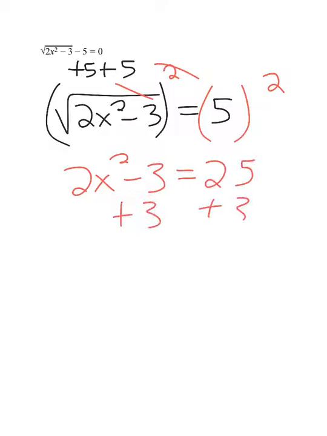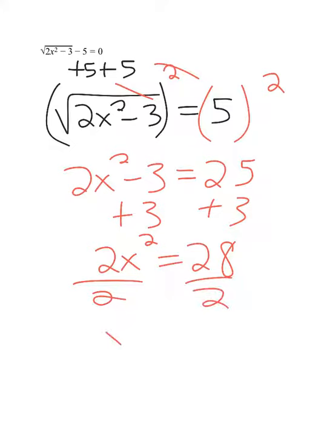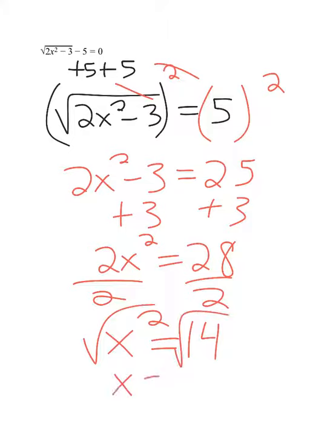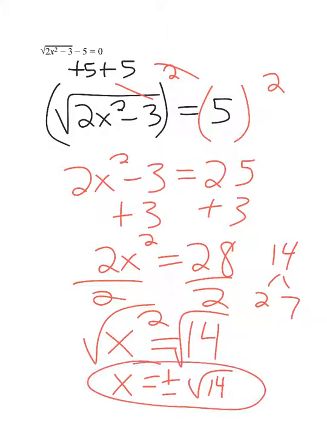Add 3, so 2x squared equals 28, divide by 2, x squared equals 14, and now I will square root each side. That creates two answers, plus or minus the square root of 14. We'll see if that can be broken down. I have 2 and 7, I don't have any matches, so this would be my final answer.